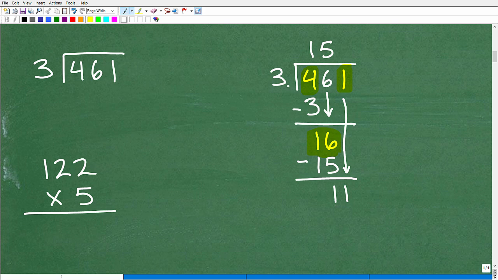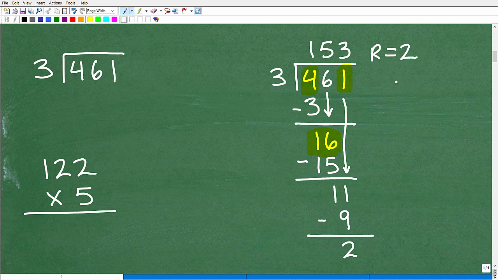Okay. So can 3 go into 11? Yes, it can. How many times? Well, 3 times 3 is 9. 3 times 4 is 12. So it's going to be 3. So 3 times 3 is 9. Okay, and now I'm going to go ahead and subtract there. I have 2. Can 3 go into 2? No. But there's no more numbers to drop down, so you are done. So the answer is 153 remainder 2.